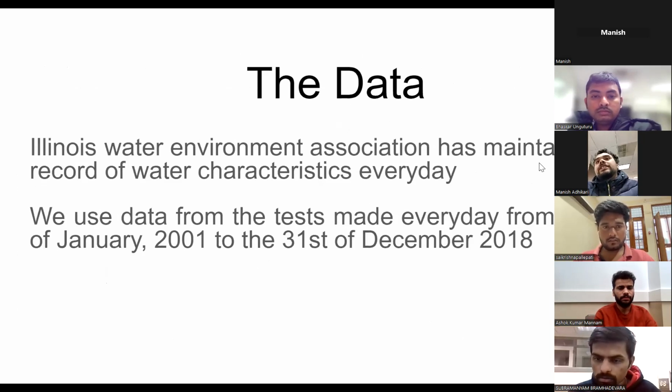So where do we get this data to drive our project? This data is maintained by the Illinois Water Environment Association, who have done lab tests and maintain this data every year from January 1st of 2001, and we have data until the end of 2018. Next slide, please.